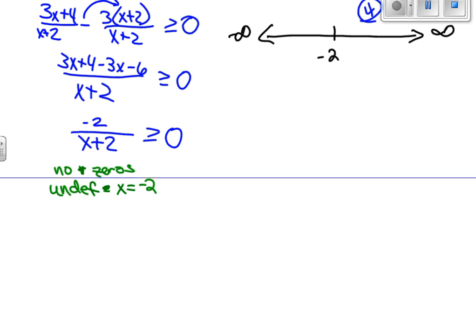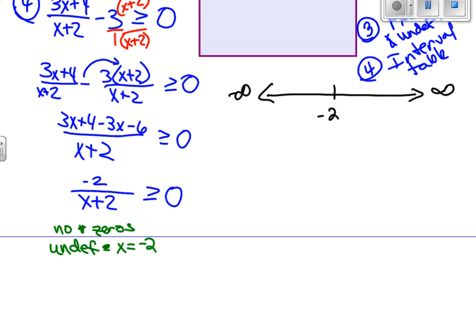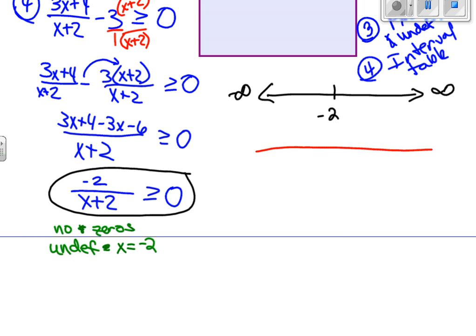Now, when I do this one, I'm looking at this version, but generally it would be the factored version, right? Because there really wasn't any factoring to do there. What's my interval table going to look like? Justin, what are my intervals? I have 2 of them.